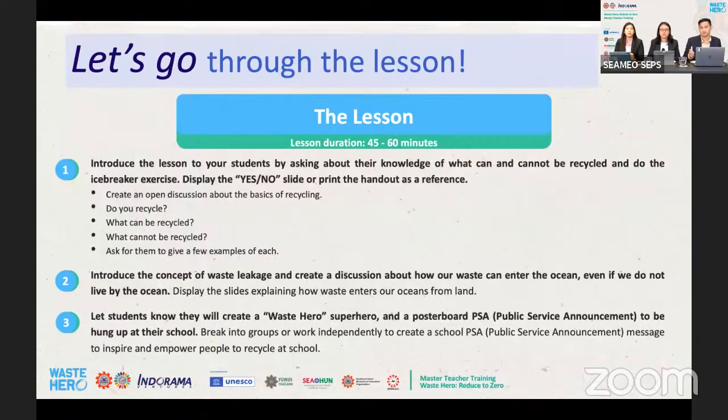It gives you the definition, like introduce the lesson to your student by asking about their knowledge of what can and cannot be recycled, and do the icebreaker exercise. You can ask your students some questions to do an ice breaking or have them brainstorming before you get into the lesson. They also provide you some lists of questions you can see on the screen.